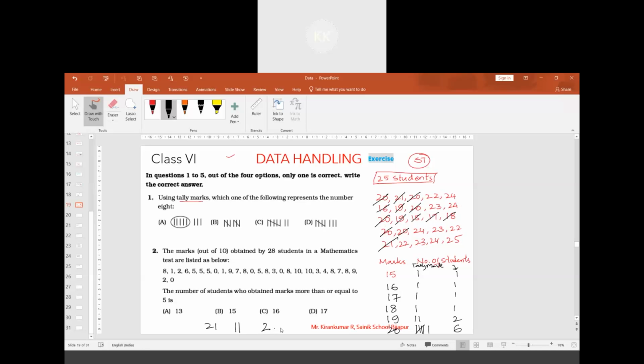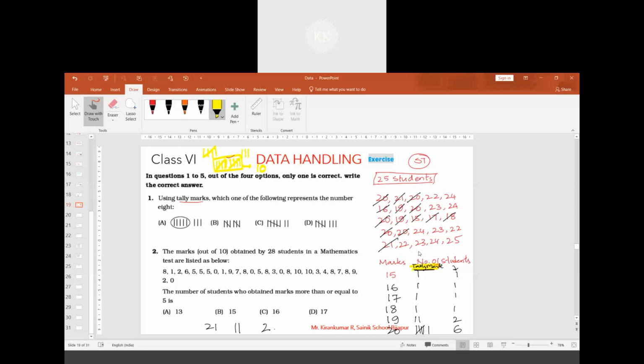So to represent the given observation, I can make use of this thing called a tally mark. In the tally mark, we always represent using vertical lines. This indicates 3. This indicates 5. How many are there here? There are 10. So we always make use of tally marks so that there won't be any confusion.